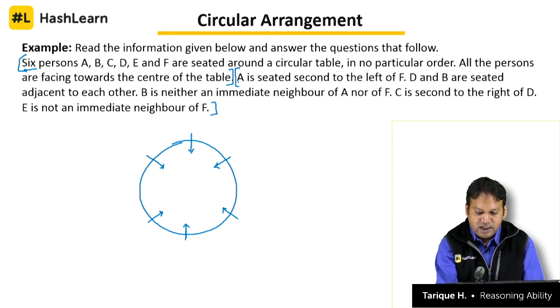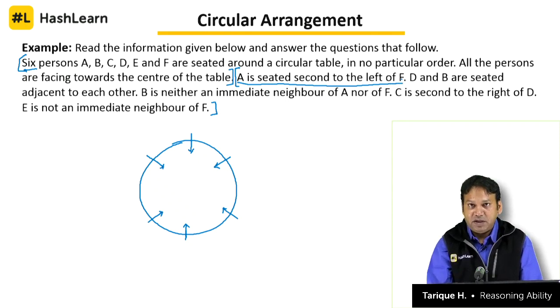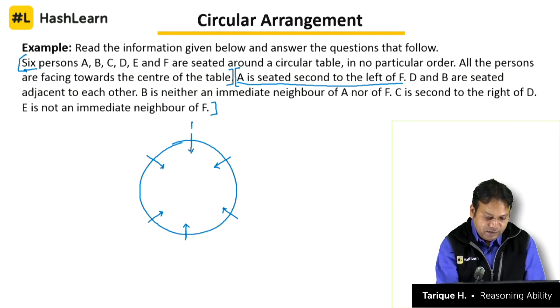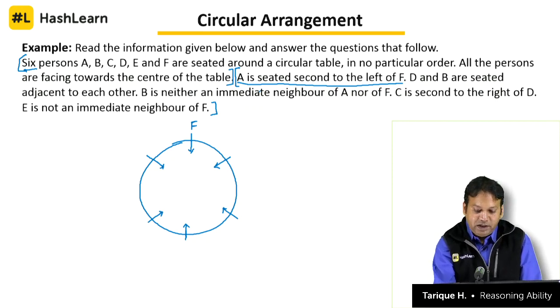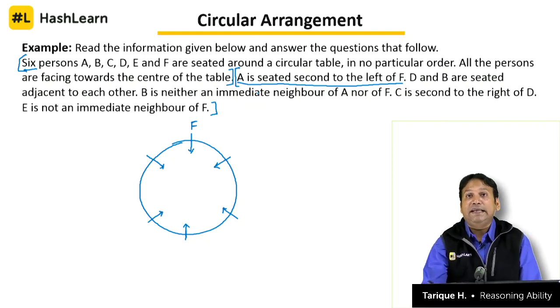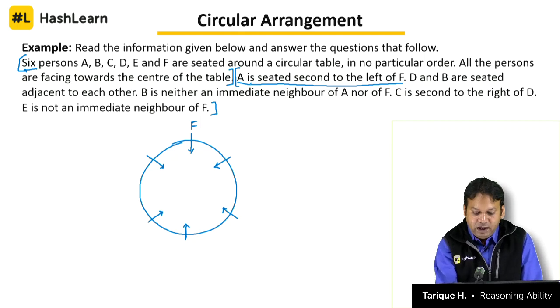A is seated second left of F. So let's start with this one, and A's position is given to you with respect to F's position. So I'll place F here. This is my way of solving. I always place the first person at the top here. So A is seated, although you can place anywhere else also if you want to. A is seated second to the left of F.